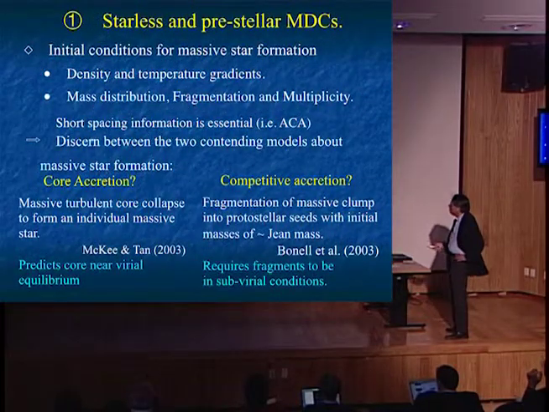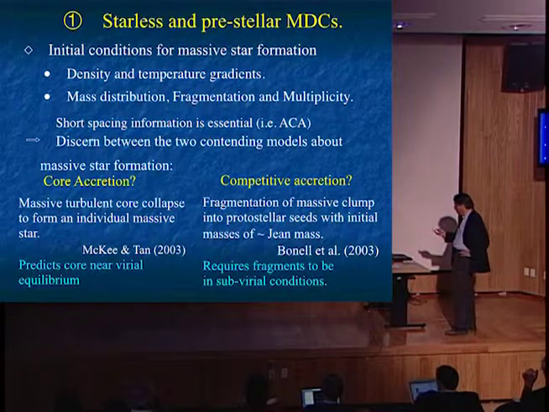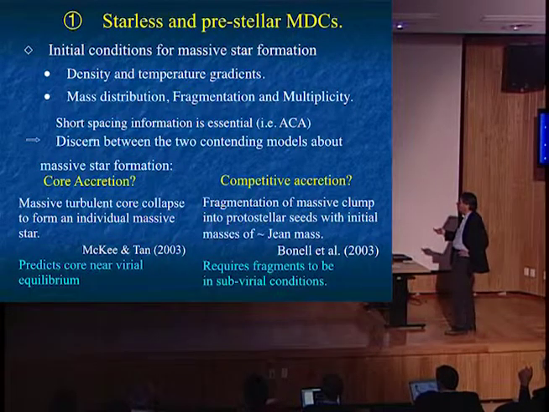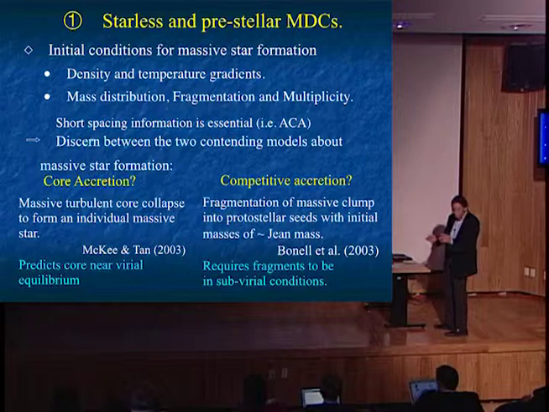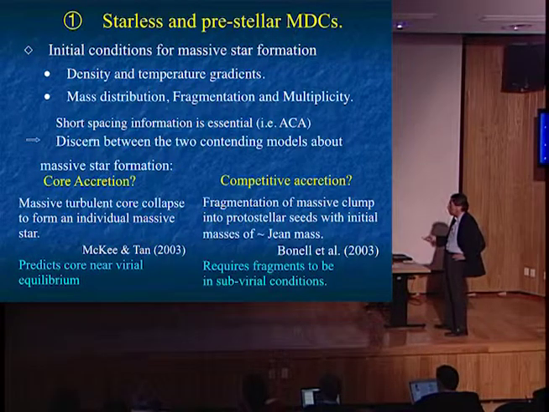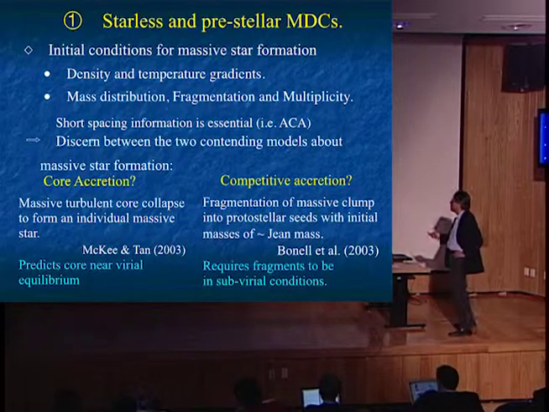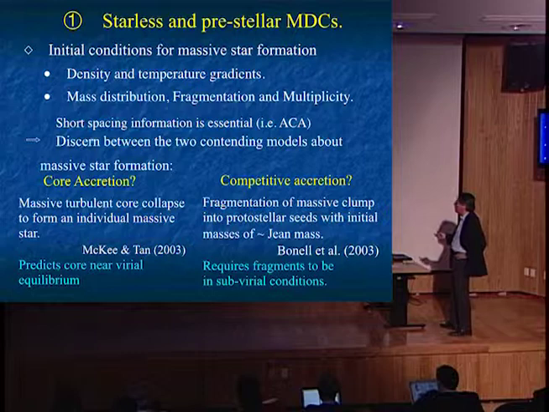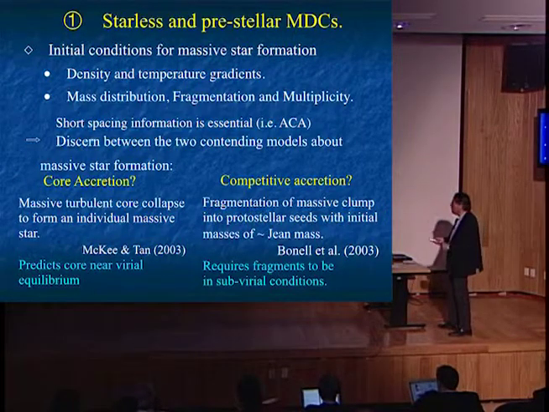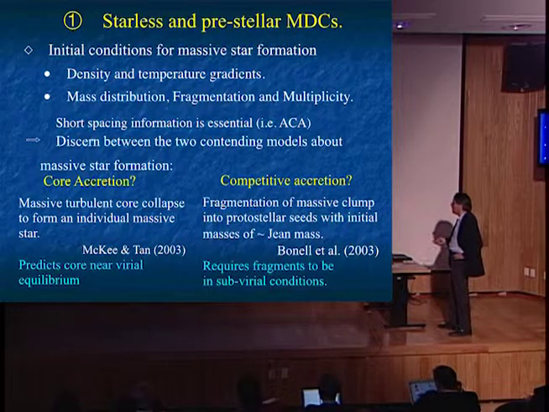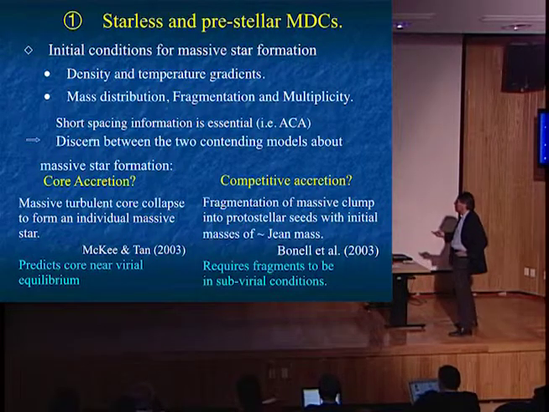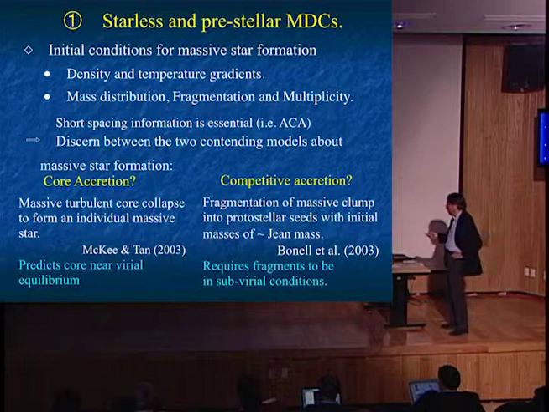So to discern between the two contending models about massive star formation, we have core accretion and competitive accretion. In core accretion, a massive turbulent core collapses to form an individual massive star. This is sort of the counterpart of the low mass case. This is the model of core accretion, and it predicts that the core is near virial equilibrium. In the competitive accretion model, which Lee likes more, we have fragmentation of the massive cloud into protostellar seeds, with masses of about the Jeans mass, which for these conditions is probably less than one solar mass. And these fragments have to be in certain conditions for the competitive accretion to be efficient. We have to prove that.